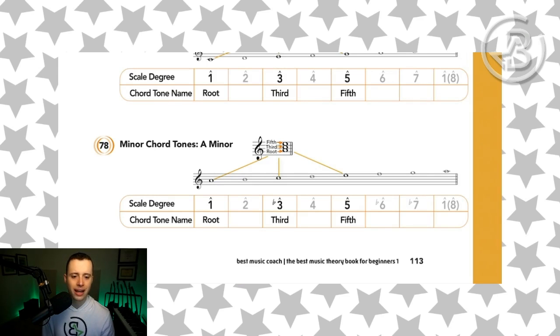Now let's break down a minor triad. So for a minor triad, we're going to take the root, third, and fifth, or scale degree 1, flat 3, and 5 from a natural minor scale, and we're going to stack them all on top of each other. So in this case, we're going to use an A natural minor scale. So A is going to be scale degree 1, which we're going to call the root because it's for a chord. C is going to be scale degree flat 3, which we're going to call the third. And then E is going to be scale degree 5, which we're going to call the fifth.